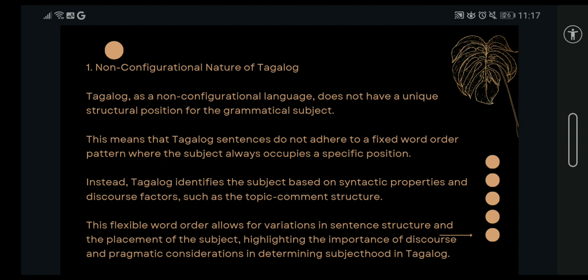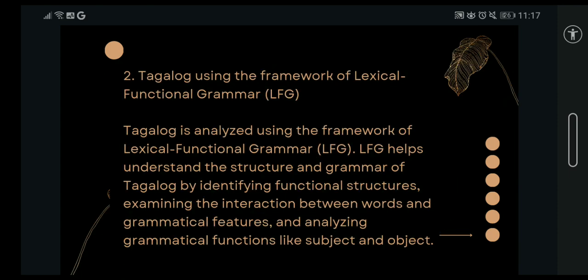Tagalog identifies the subject based on syntactic properties and discourse factors such as the topic-comment structure. This flexible word order allows for variations in sentence structure and the placement of the subject, highlighting the importance of discourse and pragmatic considerations in determining subjecthood in Tagalog.